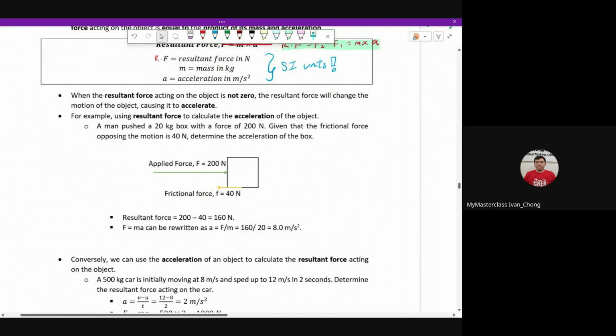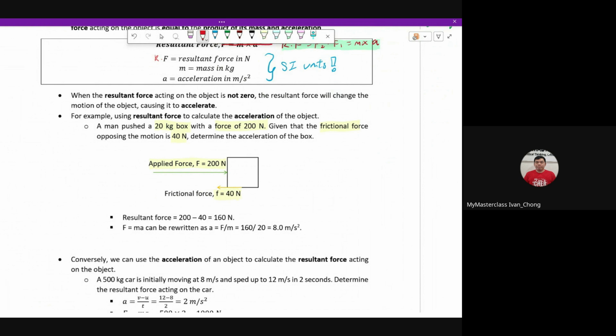So you can see over here your 20 kg box. This is your mass. And you have a force of 200. This force is your applied force, not your resultant force, take note. They tell you friction is 40. So what's the acceleration of the box?